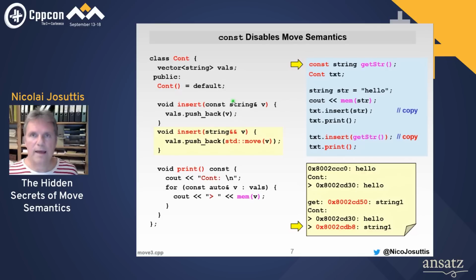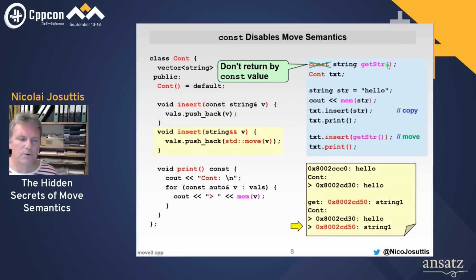And by the way, that means if you have functions, and if you have learned for some reason in the past that when you return by value, you might better qualify this by const, please don't do that anymore, because you are, as you see, hindering move semantics. That means your program runs unnecessarily long. So don't do that anymore.